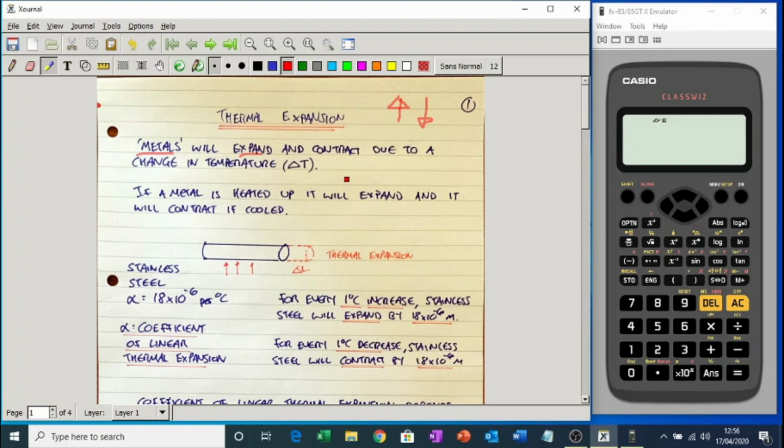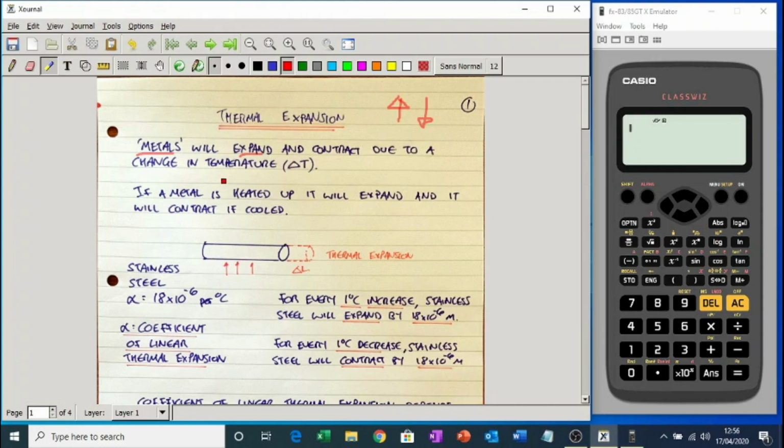That's why we need things like expansion joints on bridges and expansion joints on tracks for the railway, because if the metal expands and there's no joint or there's no place for it to expand into, that causes buckling. Because when you've got expansion, you've got a force and a stress.